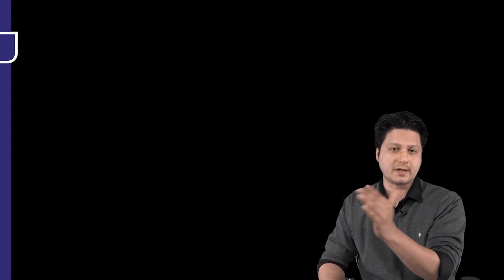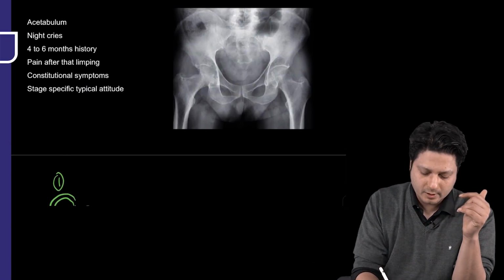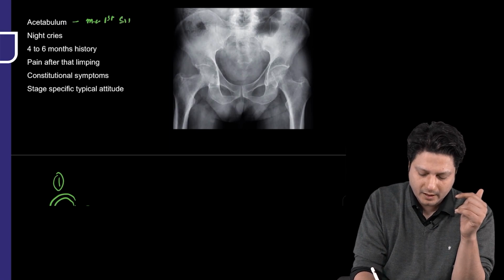Now, some of you might be questioning what this means. The hip joint in itself is a single joint, so what is the most common first site in that joint to be affected? The hip joint is made up of the acetabulum, the head of the femur, and the synovium in between. So any site could be affected first, but the most common first site to be affected is always the acetabulum.